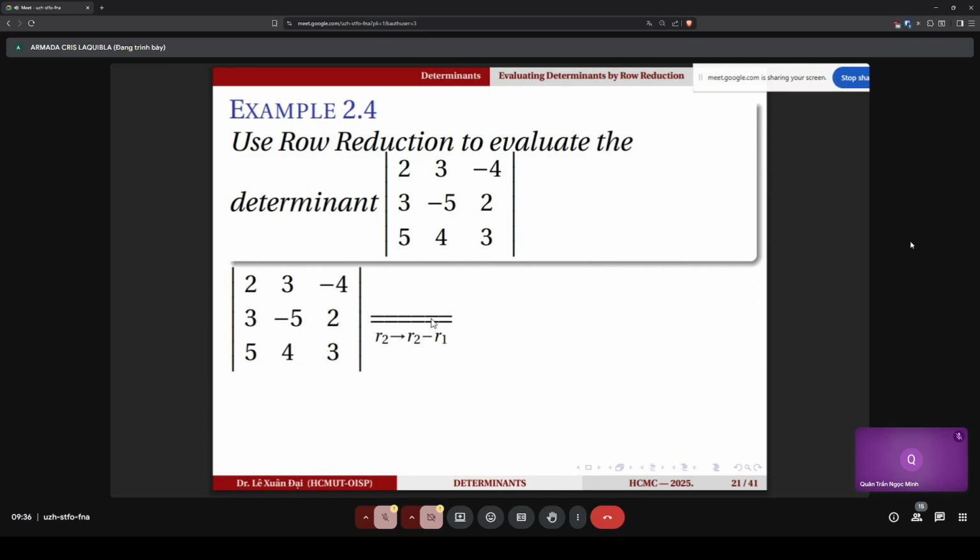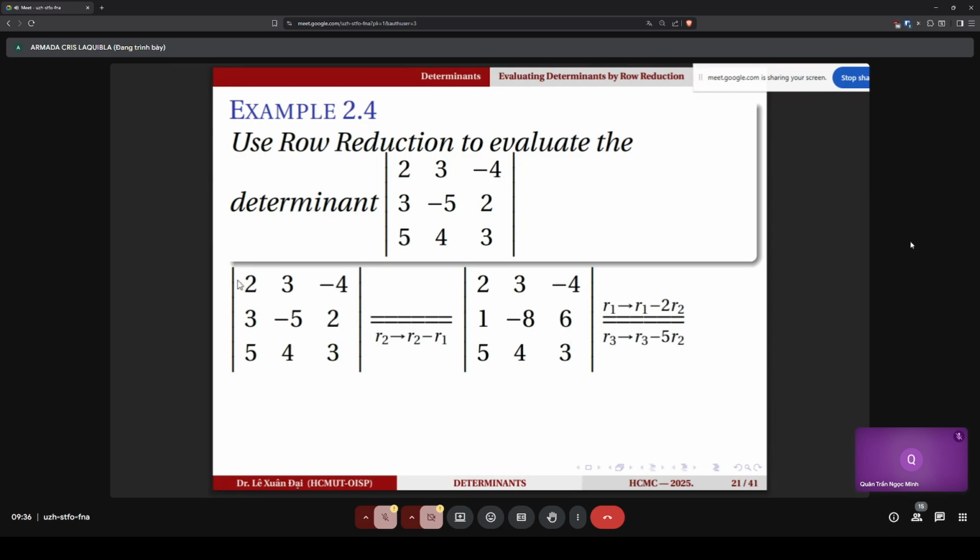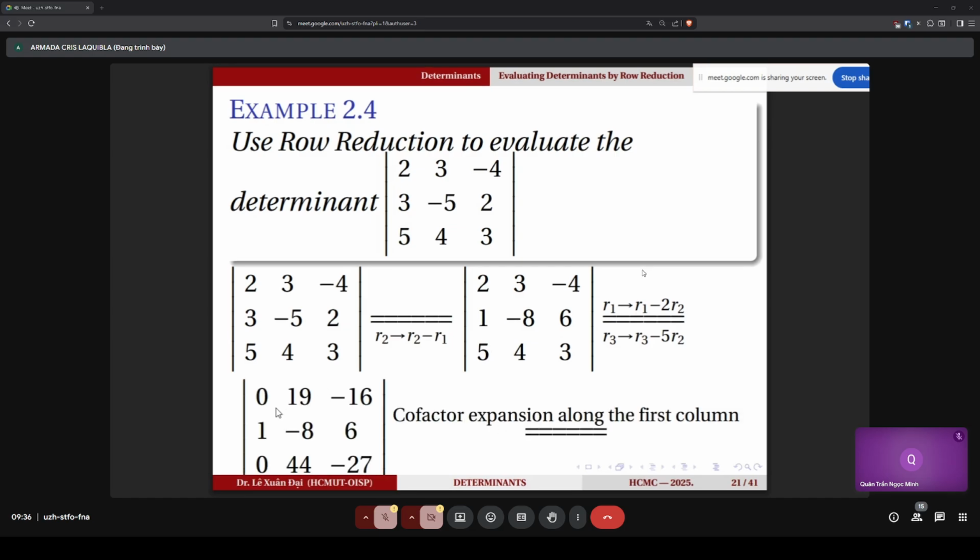Okay, so for example, this one. First we apply r2 minus r1. Then you can get your new r2. So this 3 here becomes 1. Correct? Yeah, because negative 5 minus 3 is negative 8. Then we have here 2 minus negative 4, it becomes 6. So next, since this is now 1, it's easier for us to make 2 and 5 here be zeros. Okay? And that's it. There are now zeros if you perform these row operations.